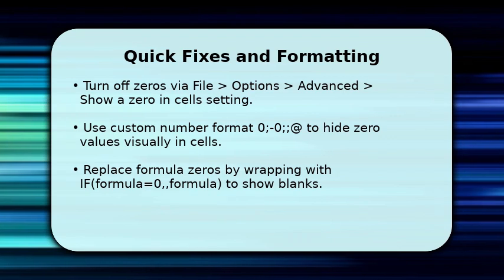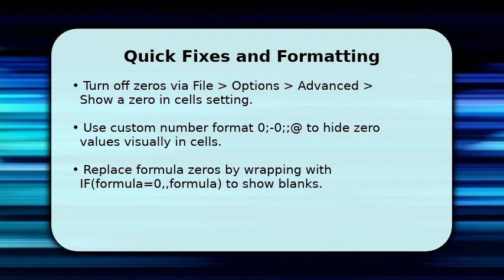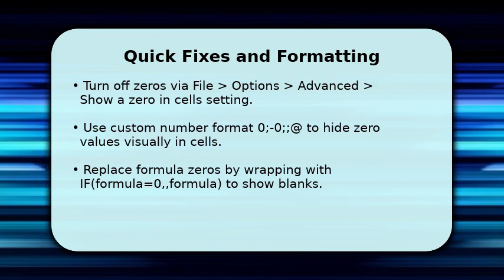Use a custom number format like 0;-0;; to hide zero values visually in cells. Wrap formulas with IF checks such as IF(formula=0,"",formula) to return blanks instead of zero. Convert text zeros using VALUE or Text to Columns when needed. Use Find and Replace to swap zero results only when safe and specific.